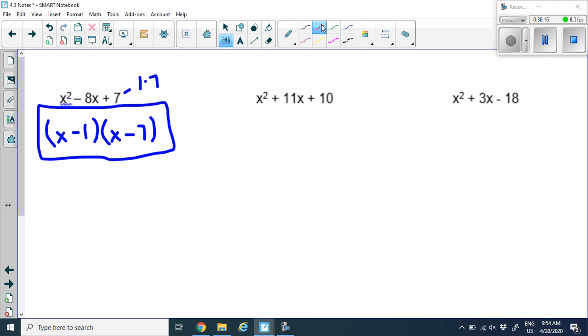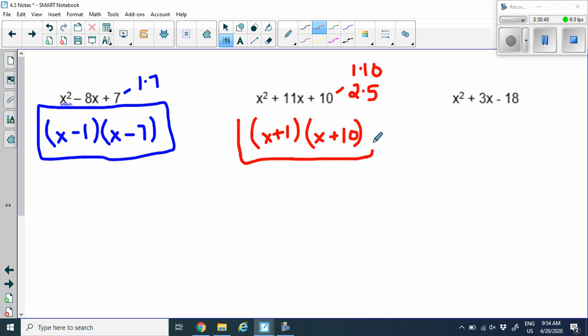Okay, let's go ahead and go over these. So I create my two sets of parentheses. I got x and x. Let's find the factors of 10. I got 1 and 10, 2 and 5. The only pair that's going to add up to an 11 is 1 and 10. In order to add up to a positive 11, I've got to have pluses on both of these. So 1 plus 10 gives me 11, and a positive 1 times a positive 10 does give me a positive 10. So that is our correct factorization.